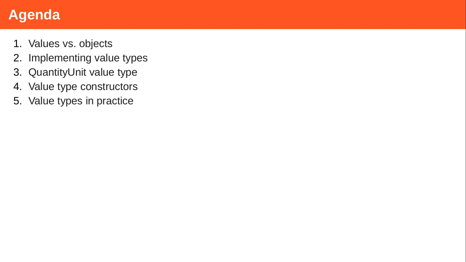So we'll first look in this lecture at this fundamental distinction between values and objects. Then we will be looking at how to implement values efficiently in object-oriented systems. And also we will look at a couple of quite important and very common examples in practice and beyond.